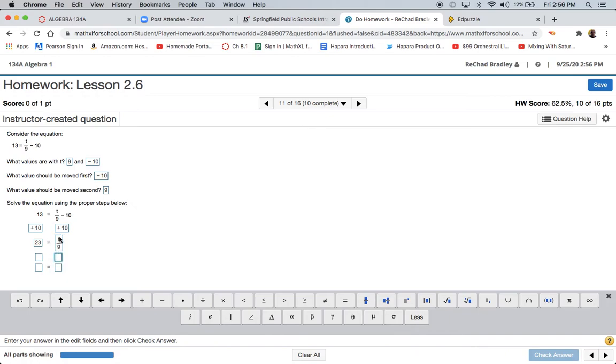If I want to move this 9, as t is divided by 9, I must multiply. So remember, we show that using parentheses. 23 times 9, that'll be 27. Carry the 2, 18, 207.